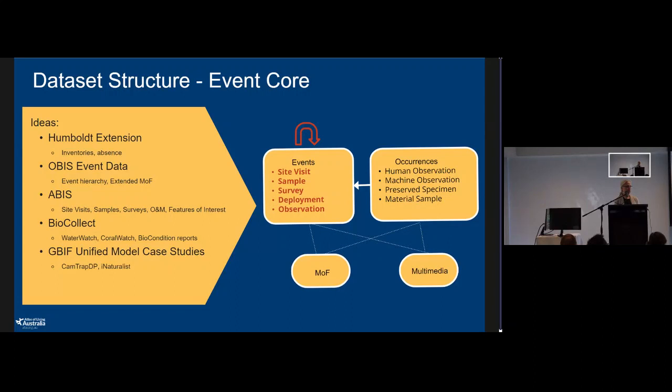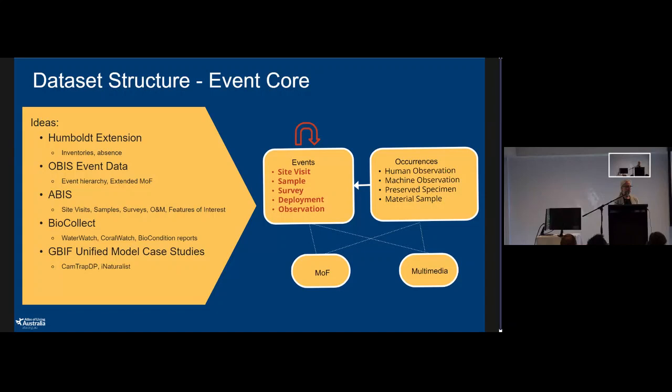We had a BioCollect system that held a lot of formal systematic survey data sets. And of course, we were looking at the different use cases that were up and running for the GBIF unified model. So we were interested in the CamTrack DP and iNaturalist use cases. So in the end, our adapted event core model really just brought a couple of new things in.